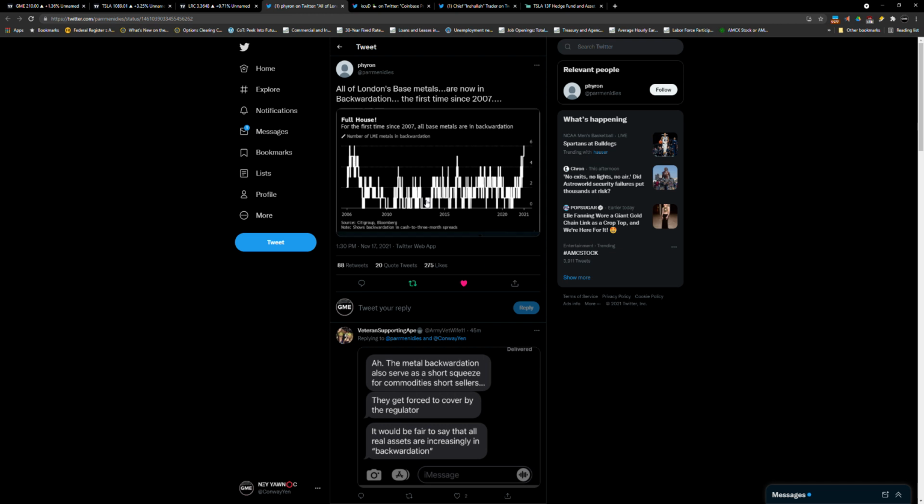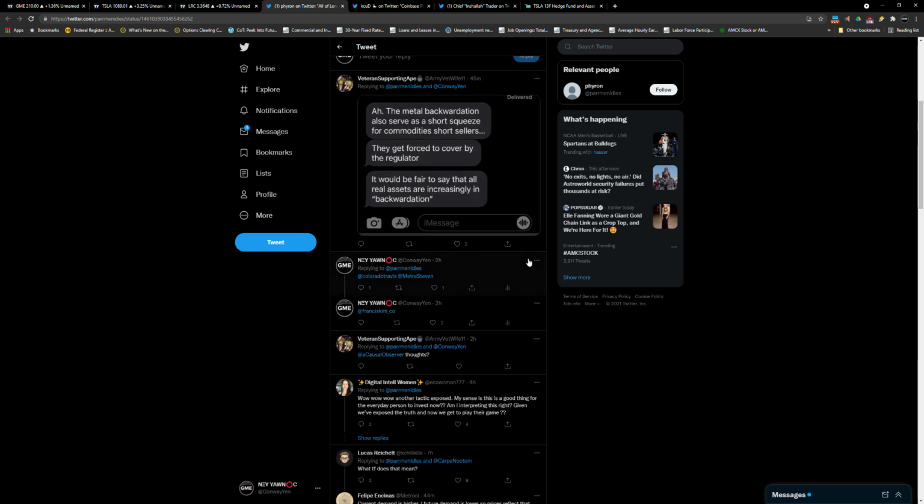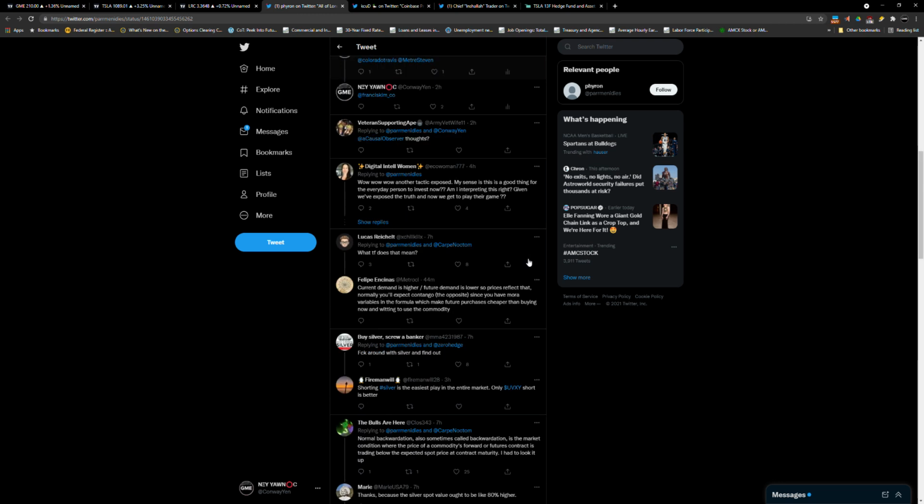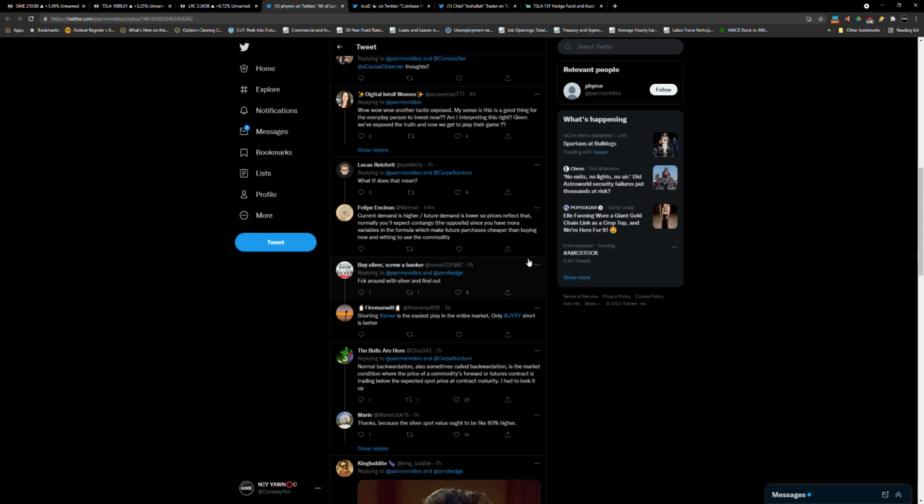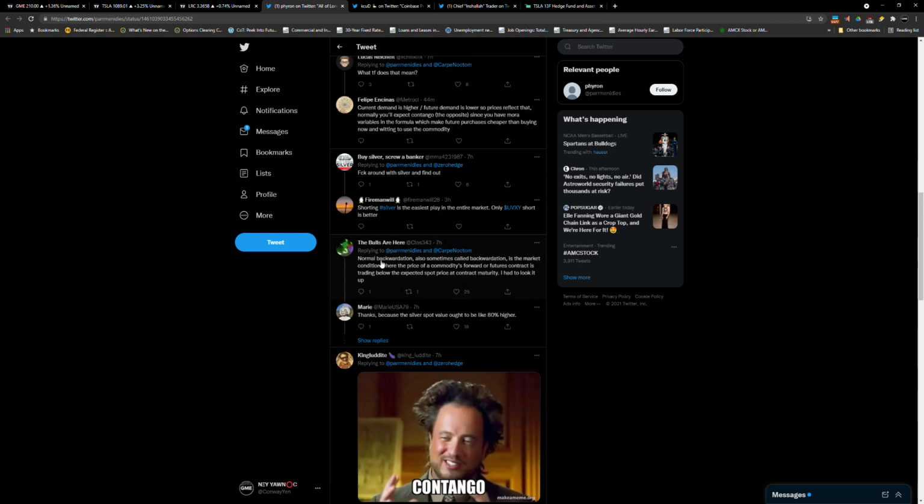All of London's base metals, these are futures contracts, right? They're all in backwardation. And here, this Twitter user explains it pretty nicely. It's the market condition where the price of a commodity, in this case metals, gold, silver, copper, whatever, their forward or futures contract is actually trading below the expected spot price at contract maturity.